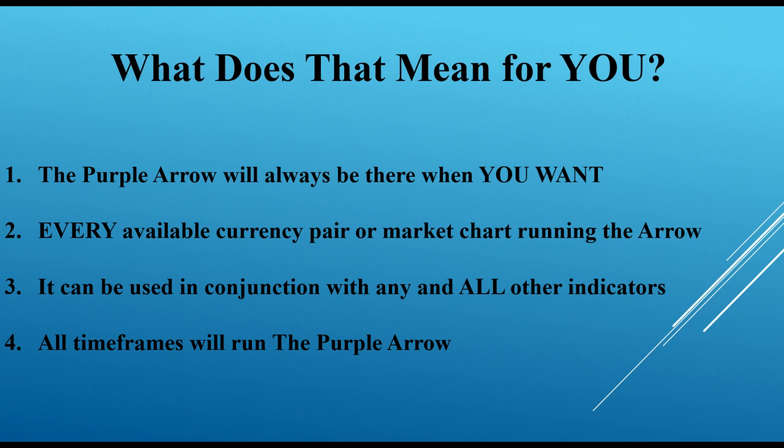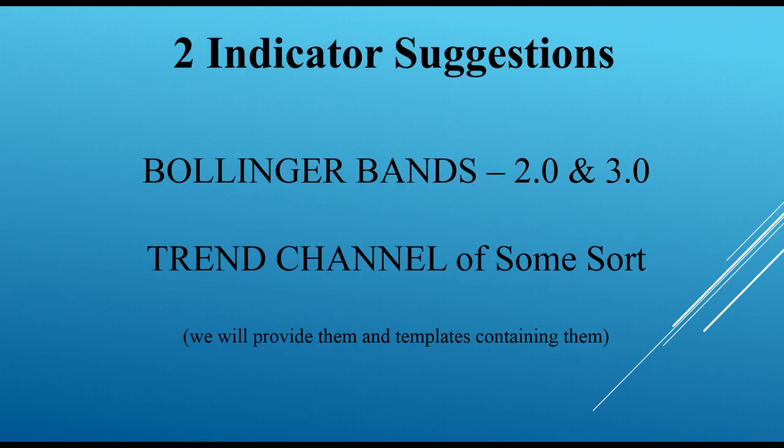So that's really exciting. The two things that we suggest you have on any chart or template that you bring together to use the Purple Arrow trading system are Bollinger Bands 2.0 and 3.0, which you will see a picture of, and also a trend channel of some sort. We will be providing you with templates that already have these on there, as well as the indicators themselves. So you will have a linear regression channel that we're providing for you, as well as Bollinger Band setups. You'll be able to add those to any template that you have, but you can also build them out.